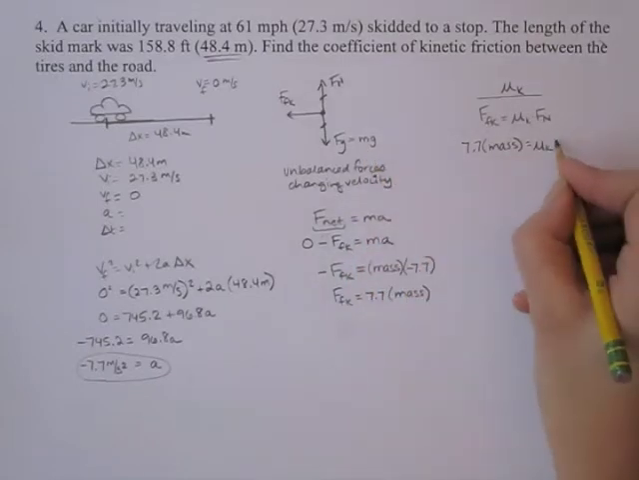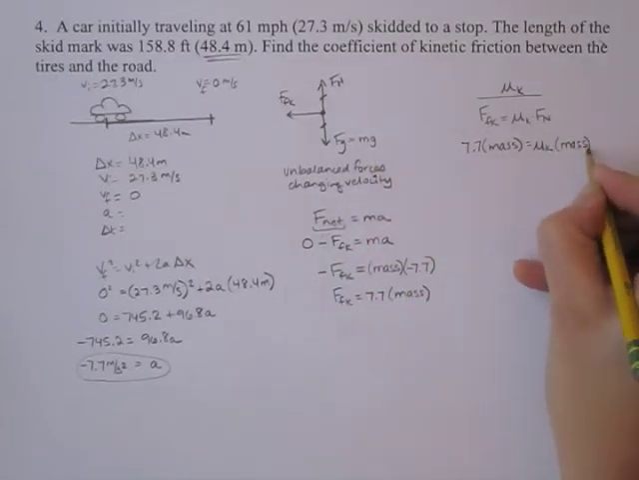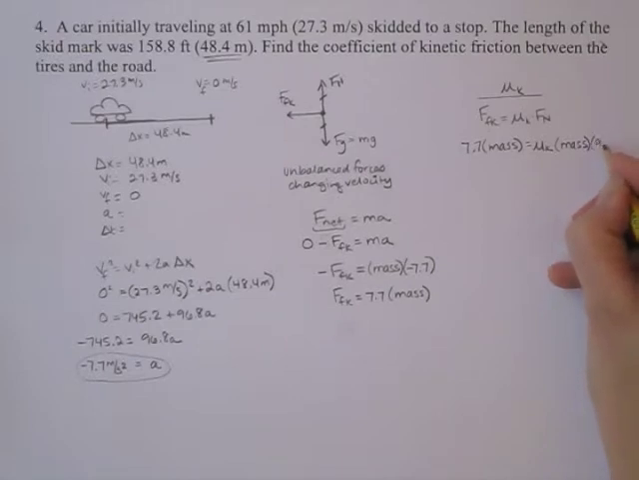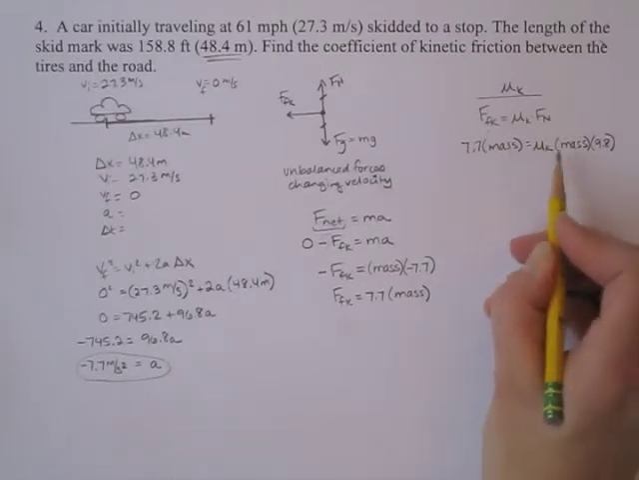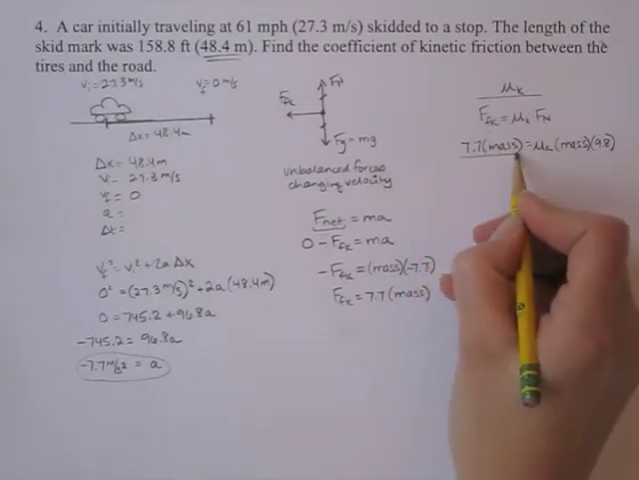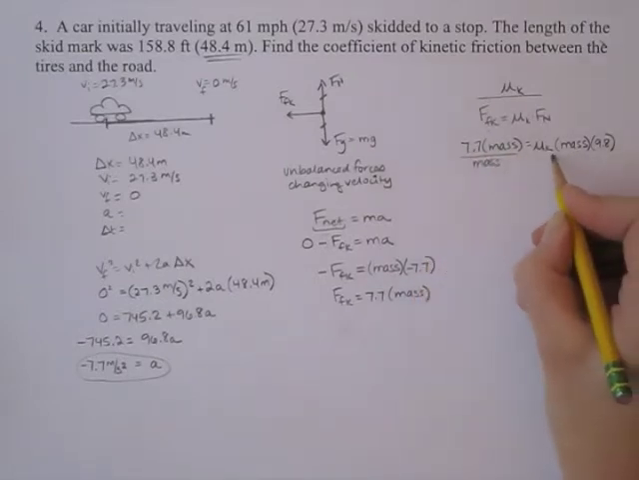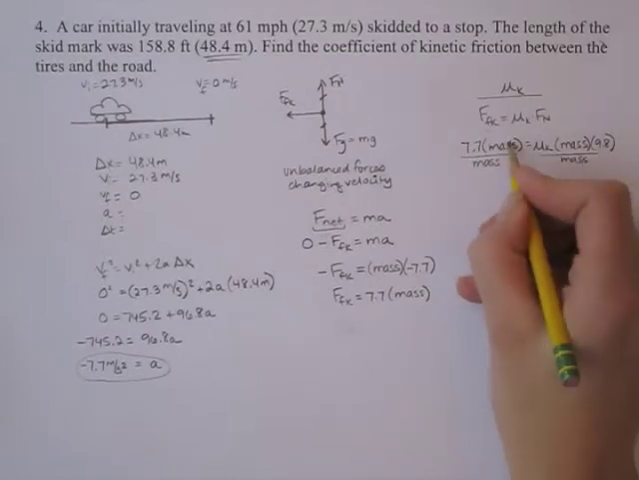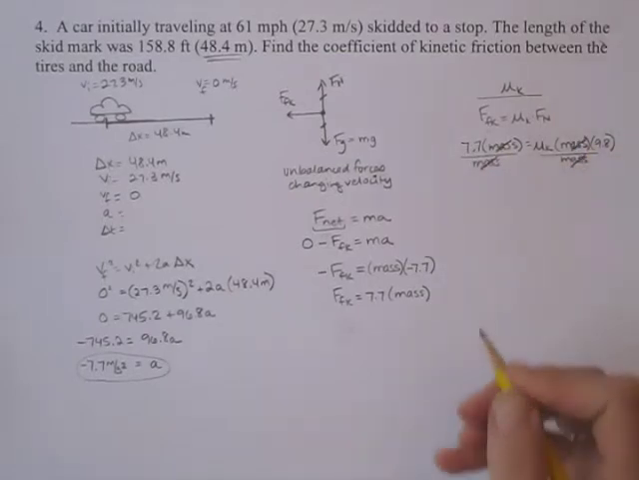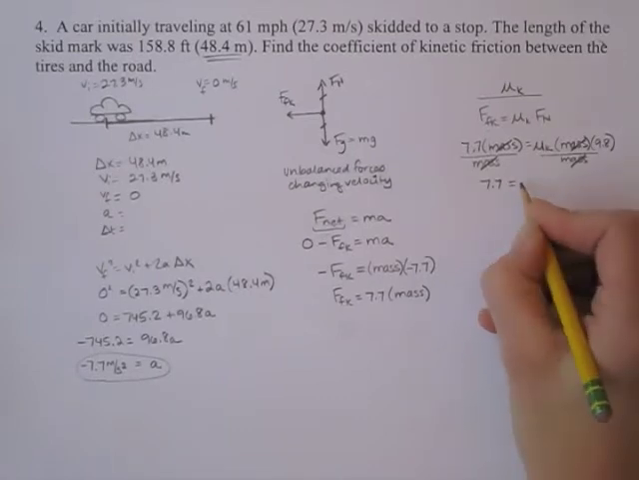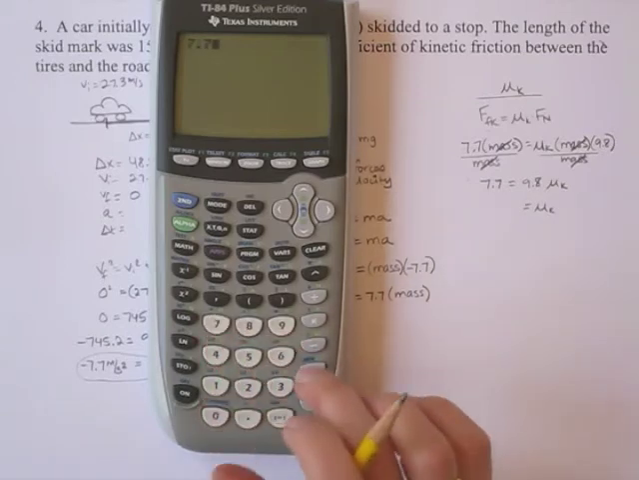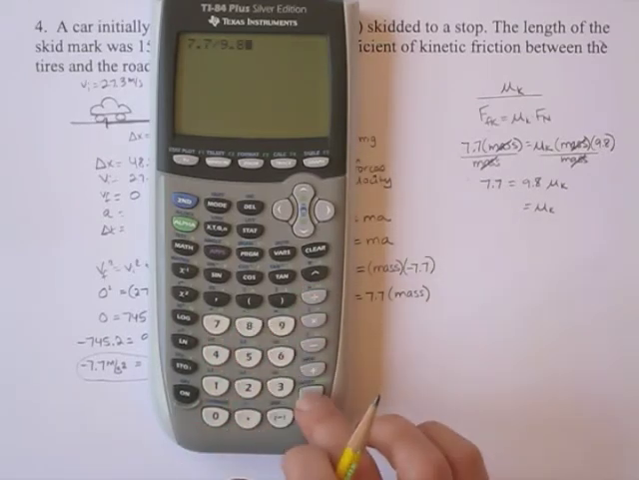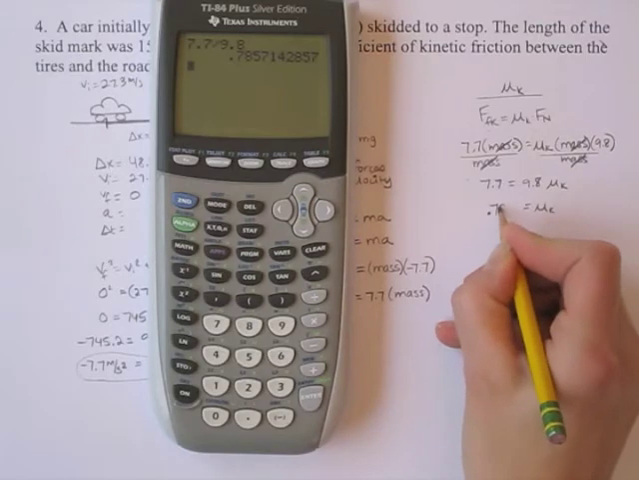I don't know the mass, so substitute the word mass for mass and 9.8. And now we want to solve this for the coefficient of kinetic friction. Now this is interesting. Look, mass is on both sides of the equation. So I could divide both sides of the equation by mass, and voila! It goes away. So we didn't actually even need to know the mass. Solving this for the coefficient of kinetic friction, we get 0.79.